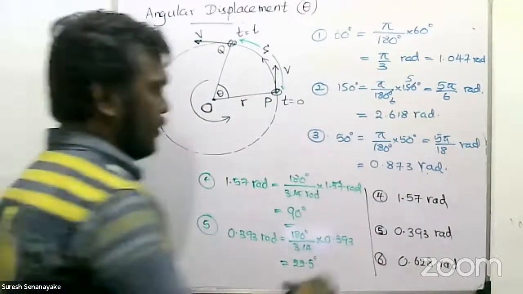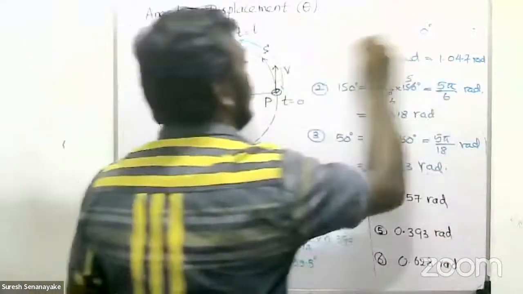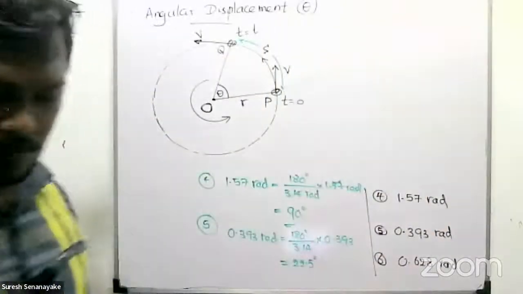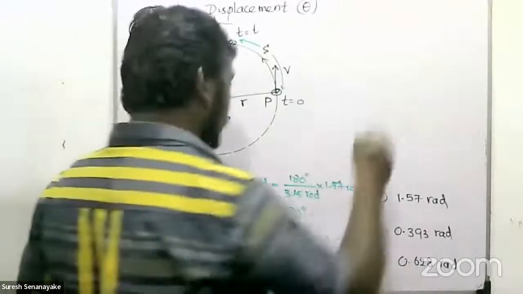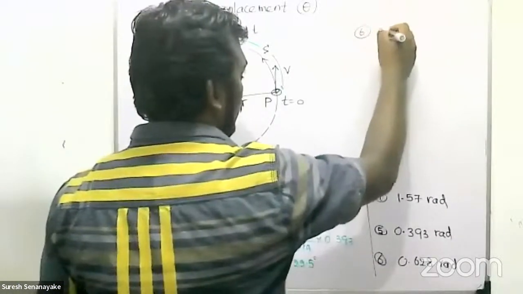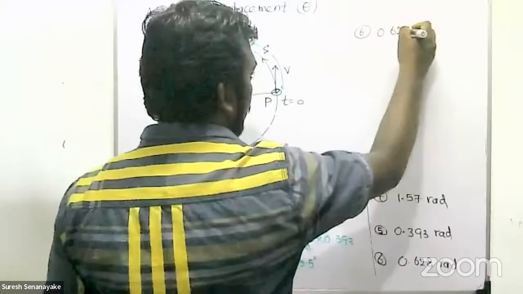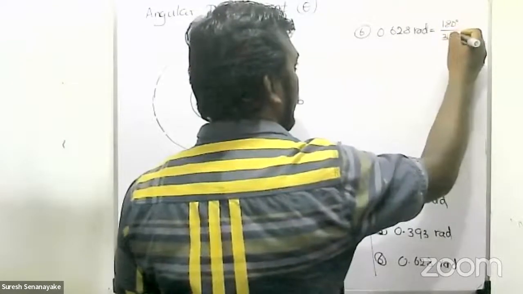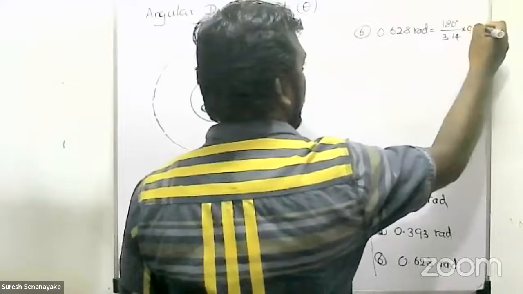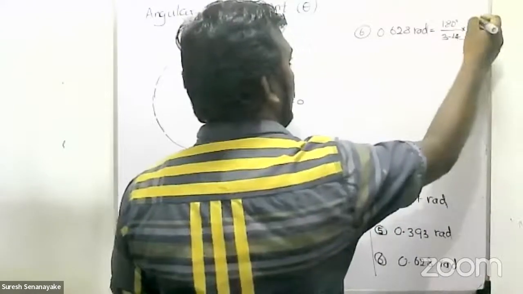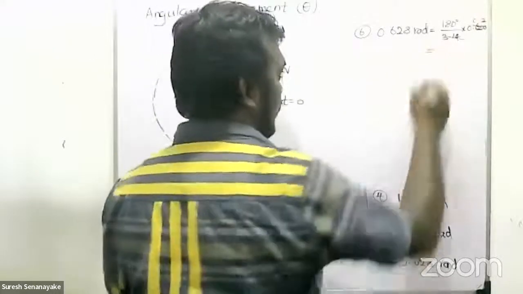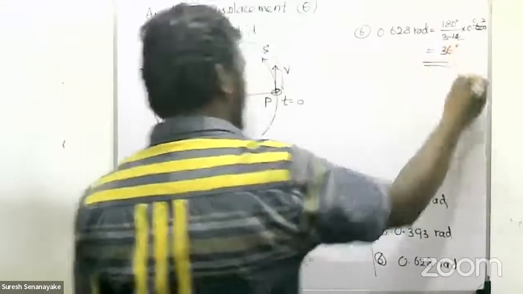Final one, 0.628. I'll erase this. Now 180 divided by 3.14 times 0.628, that's 36 degrees.